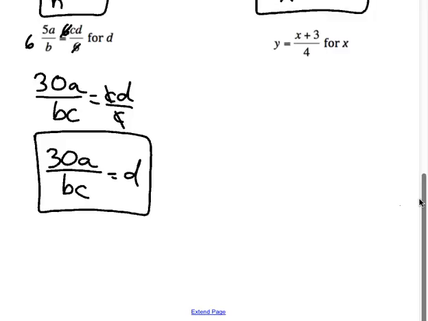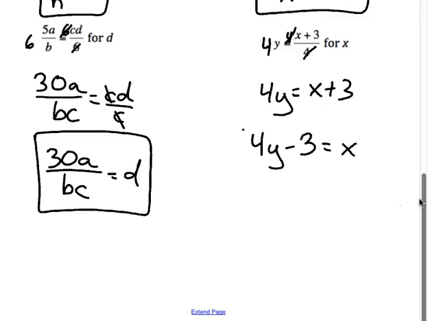And for the next one, to get x by itself, this time I notice that the whole thing is a fraction. So the entire side is being connected by that 4. So the first thing I'm going to do is remove that connection. I'm going to multiply both sides by 4. Because now, without that 4, I'm going to be able to move the 3 over. Now I'm able to subtract the 3 to get it to the other side, and my x is now alone.